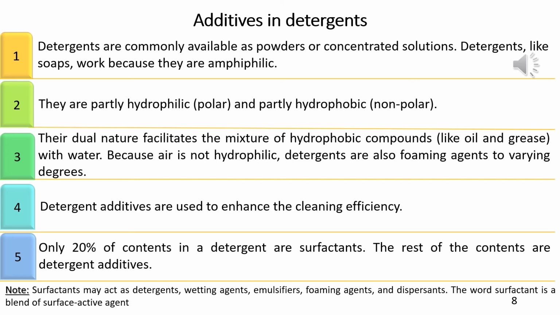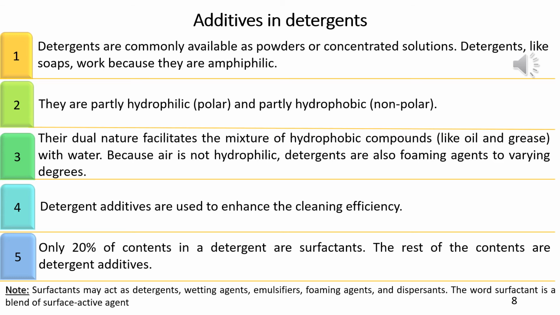And what is amphiphilic? An amphiphile is a compound possessing both hydrophilic and lipophilic properties. Such a compound is called amphiphilic or amphipathic. Number 2, they are partly hydrophilic polar and partly hydrophobic nonpolar. So detergent consists of hydrophilic and hydrophobic heads. They consist of polar and nonpolar parts. Nonpolar molecules that repel the water molecules are said to be hydrophobic. Molecules forming ionic or hydrogen bonds with water molecules are said to be hydrophilic.